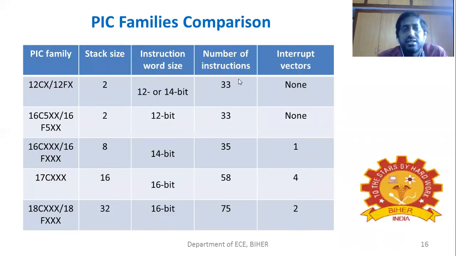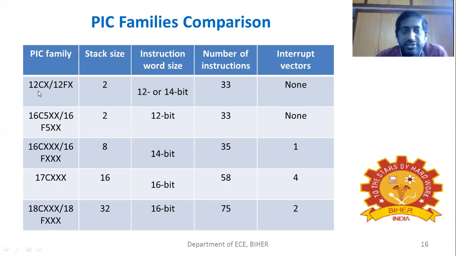This is a comparison of PIC architecture. Various PIC architectures are there. So let us start with the PIC 12CX. The stack size is very important. The stack size is 2 for this PIC. The instruction word size is 12 or 14-bit. The number of instructions in the instruction set is 32. It doesn't support any interrupt vector.